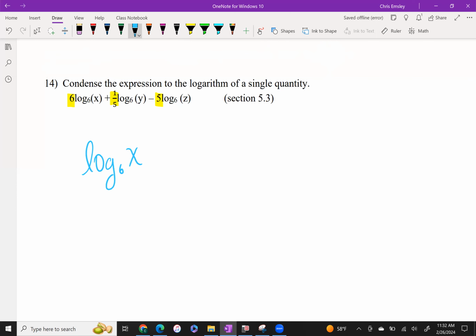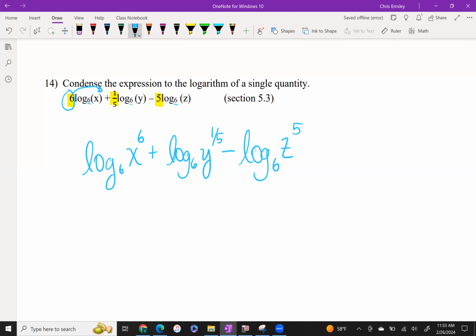So this first logarithm becomes log of x to the 6th. The second one becomes log of y to the 1/5. And the last one becomes log base 6 of z to the 5th. Notice I used that third property, the power rule, to take the coefficient and move it up into the exponent. Be careful, keep your base. Don't change that. That doesn't change in part of this process. That base is going to stay the same each time.